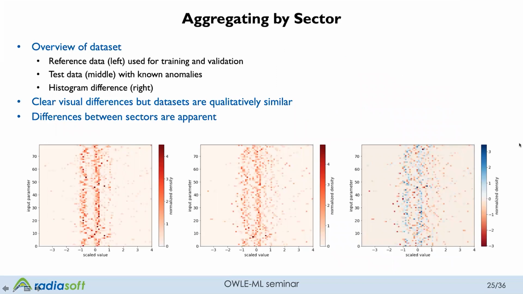So starting off with aggregating by the sector, here we're looking at histograms of the data sets. These are scaled data using robust scaler, and just by eye, you can see that there are certainly some visual differences between the training data and the validation data. That's good. That means that there is something a little bit different about the anomalous data, so the autoencoder might be able to tell us whether or not we have anomalies. And then if you look at the difference on the right, it's a lot more clear where the differences are in the two data sets. But they're definitely apparent.